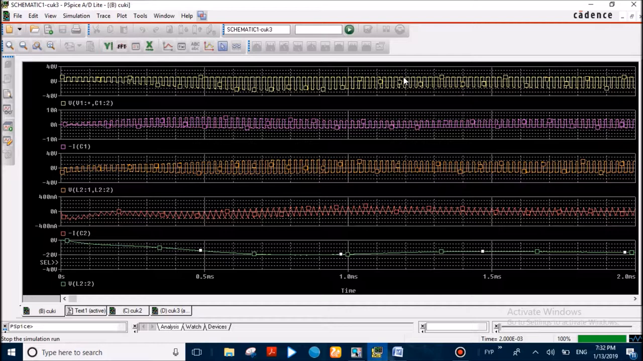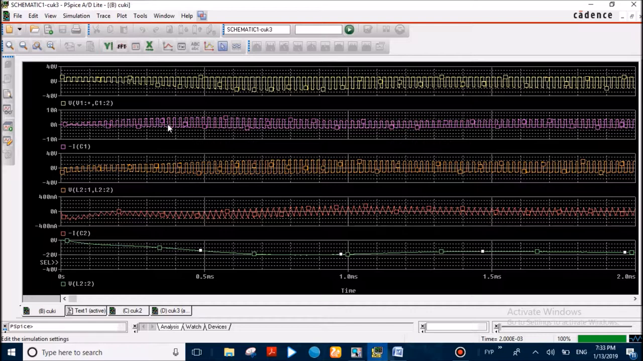And we have also applied the current markers across both capacitors. We have seen that its average value is zero when it has reached the steady state. So again, power is zero by P equals V cross I formula. So applying the voltage differential at an inductor is called voltage second balance for each inductor, and applying current markers to a capacitor is called charge balance at each capacitor.